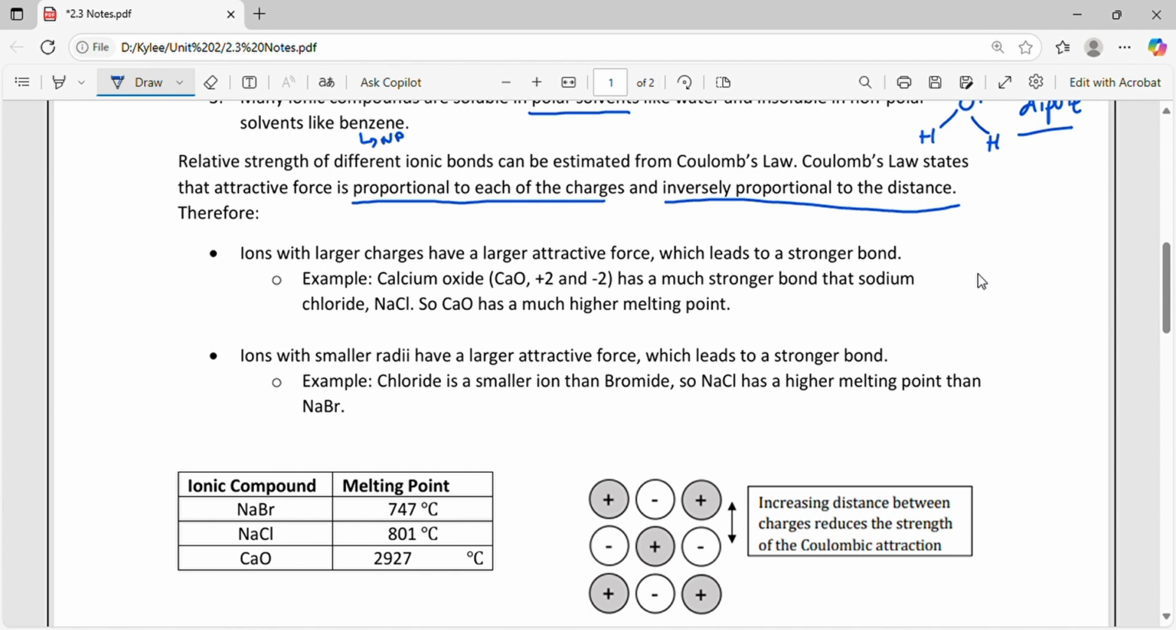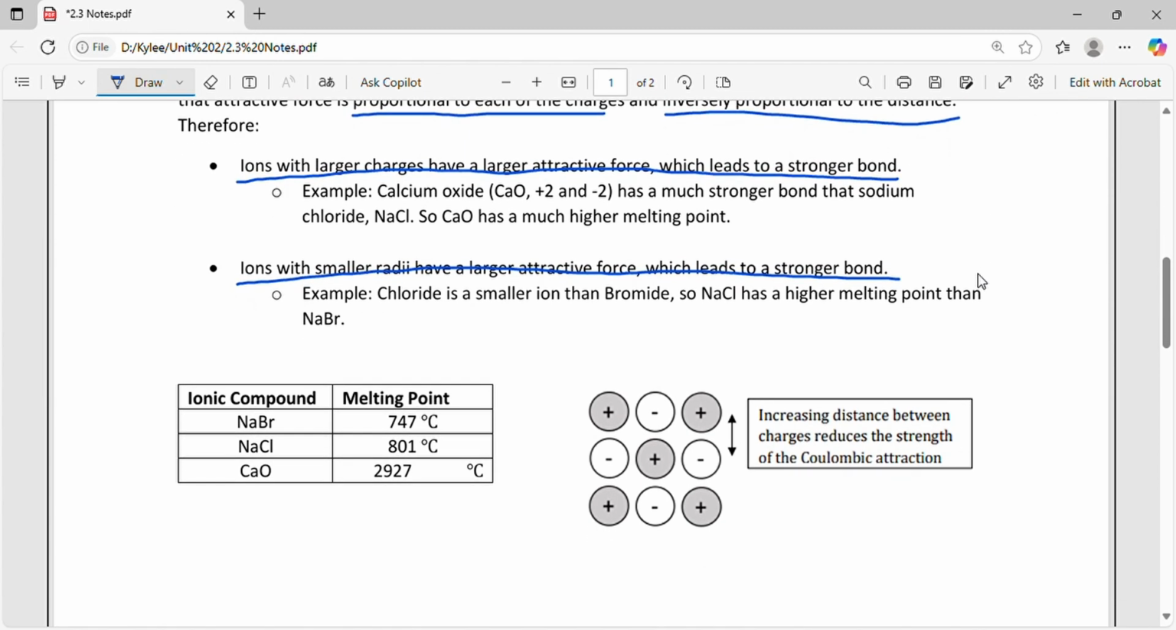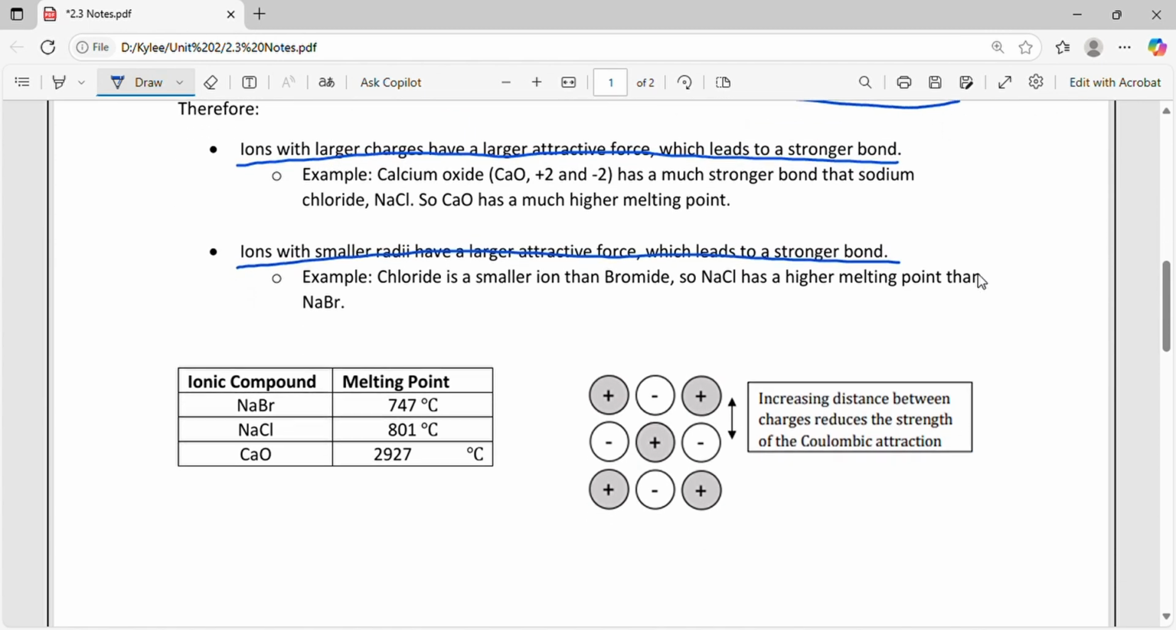What that means is that ions with larger charges will have a larger attractive force, which leads to a stronger bond. And we mentioned this in our examples in 2.2 a little bit. Ions with smaller radii will have a larger attractive force, which leads to a stronger bond. Again, this was seen in an example that we did in 2.2 as well. But in this example, we can actually see with our own eyes that this is true by looking at the melting points. The idea here is a higher melting point indicates a stronger bond.